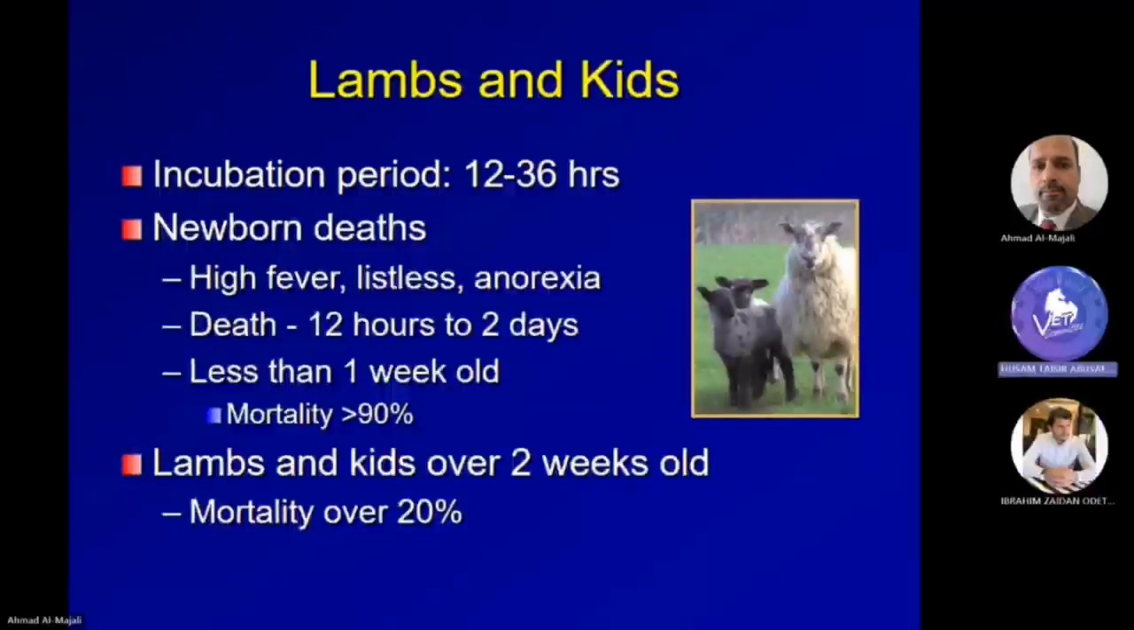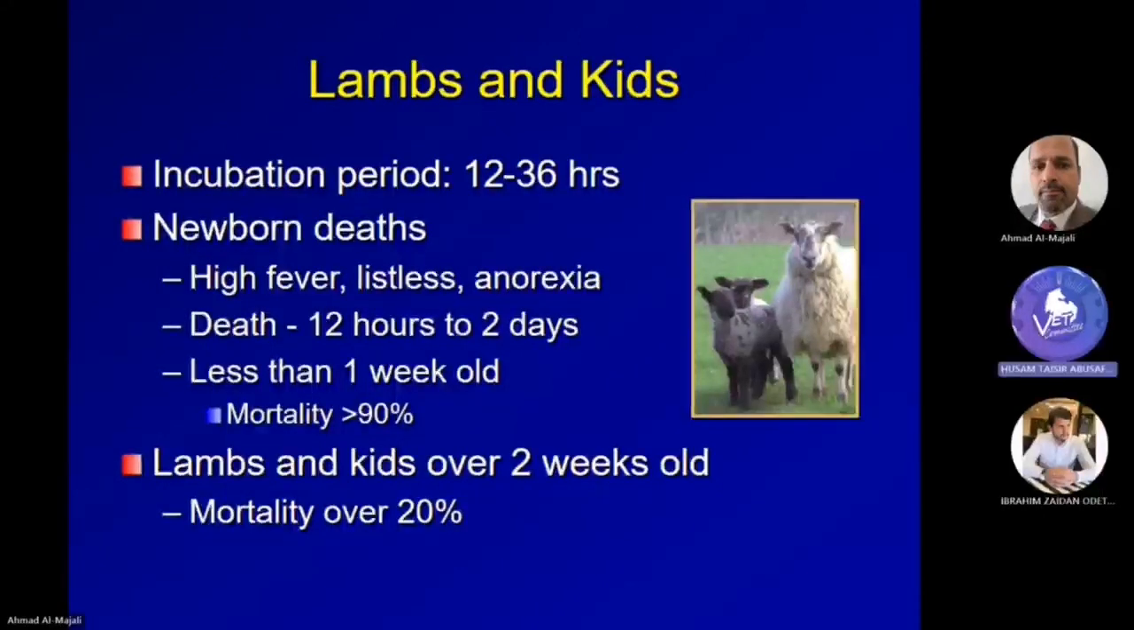If he gets to see clinical signs, what type of clinical signs? Most importantly, febrile, high fever. Animals become anorexic, they stop eating, they stop suckling, these are the newborns. Then they die, and this is especially in animals that are less than 1 week old.